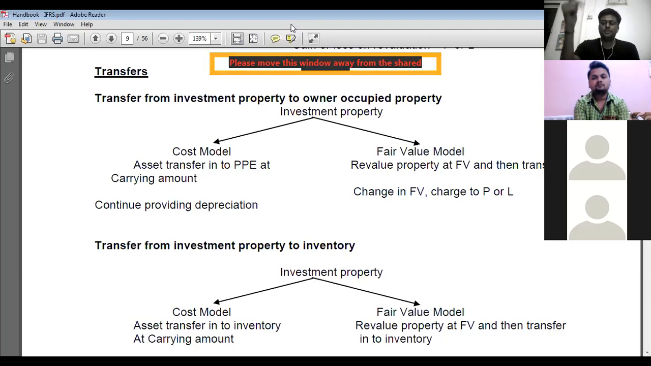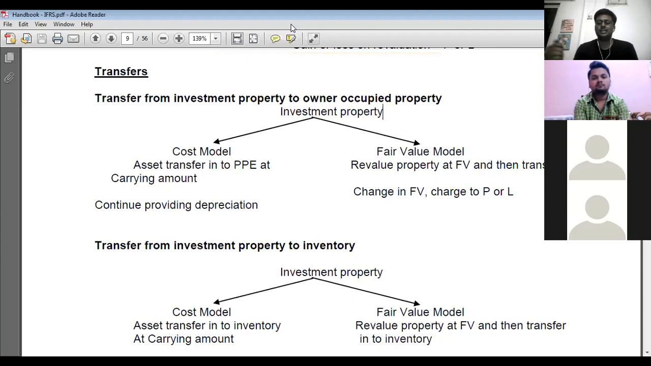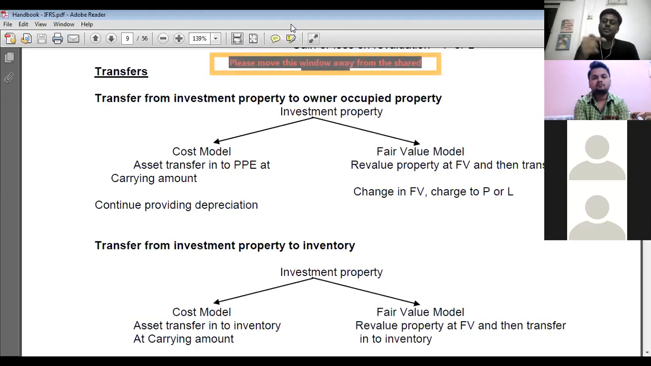So say, for example, on 1st of January, the value of the building was say 15 lakhs. Now on 30th June, say the value of the building is 16 lakhs. So before doing the transfer to property, plant and equipment, first of all, we need to increase the value of the building from 15 to 16 lakhs, and then the transfer will be done.